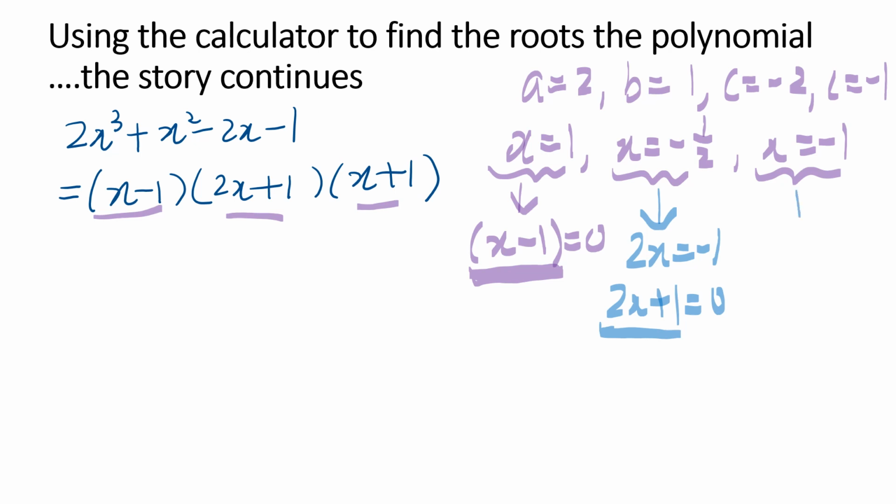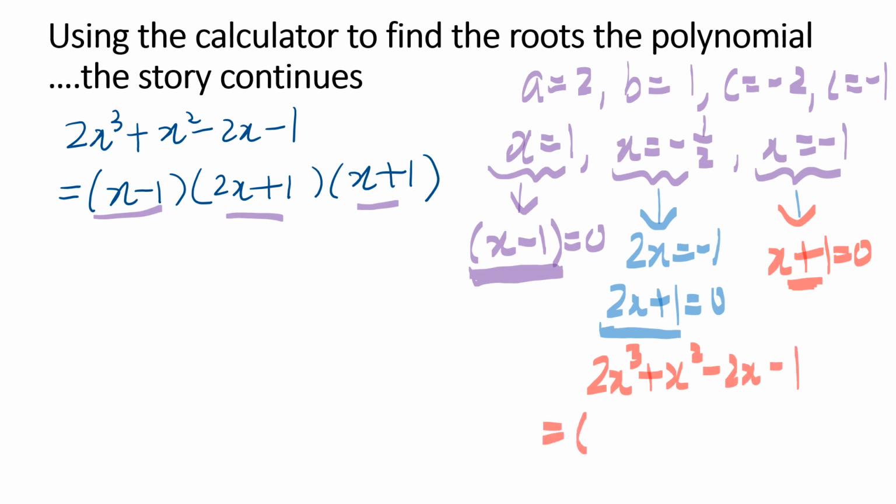Likewise for this, it's from here like that, right? Then you end up getting x equals negative 1. So this is our third linear factor. So when I put them together, my 2x cubed plus x squared minus 2x minus 1, the three linear factors will be x minus 1, 2x plus 1, and x plus 1. Okay, that is happiness. You get the answer, right?